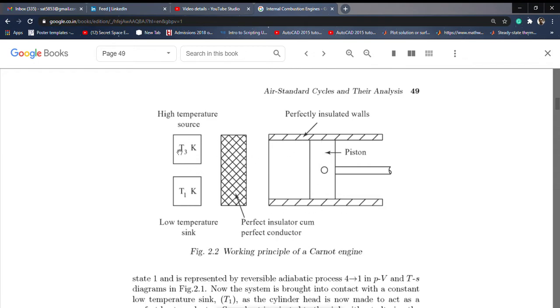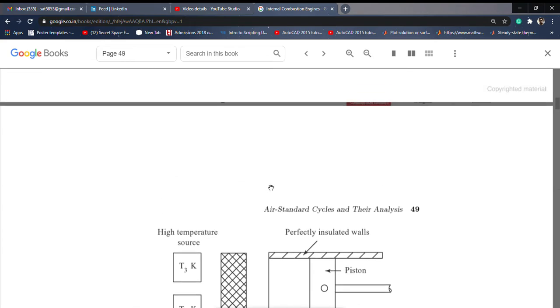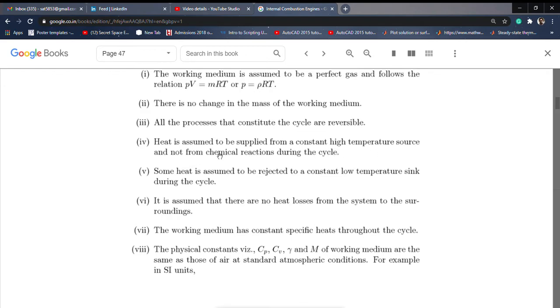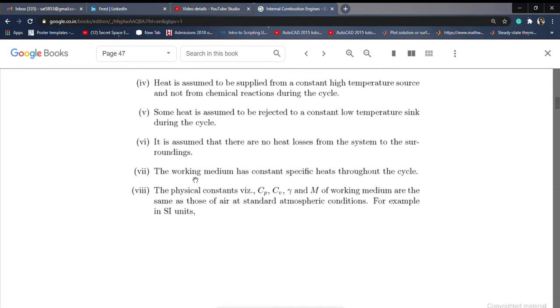Second, this is the high temperature source and this is the low temperature sink. This one is used to transfer heat to the system, and this one is used to take heat from the system. So we don't consider any chemical reactions here. We consider only a high temperature source and not chemical reactions, and a low temperature sink. It is assumed that there are no heat losses from the system to the surroundings, as we had discussed.